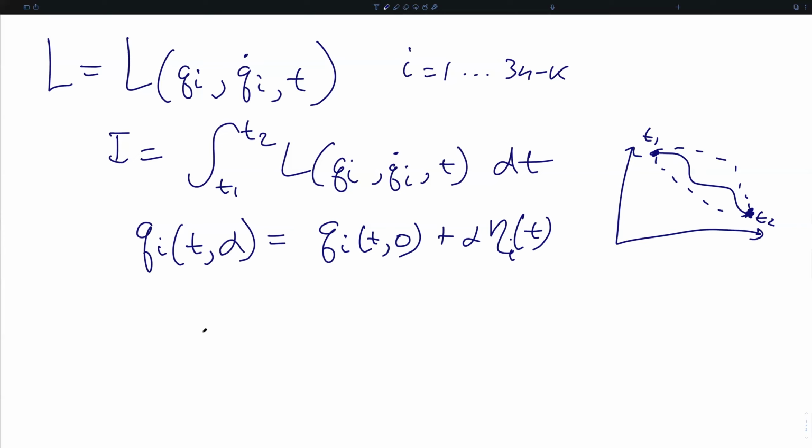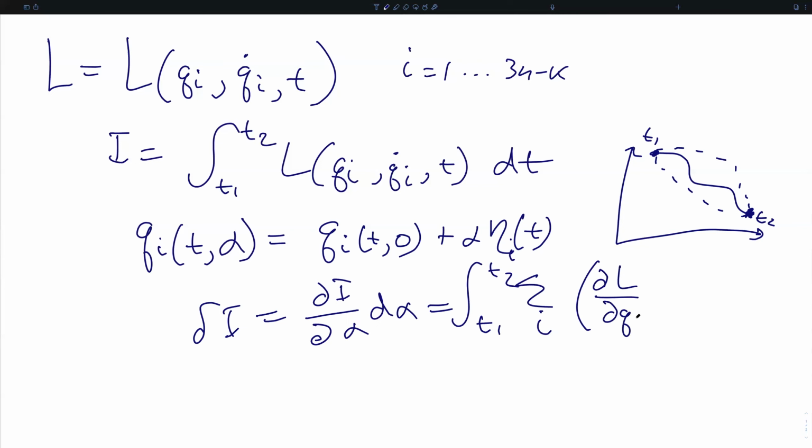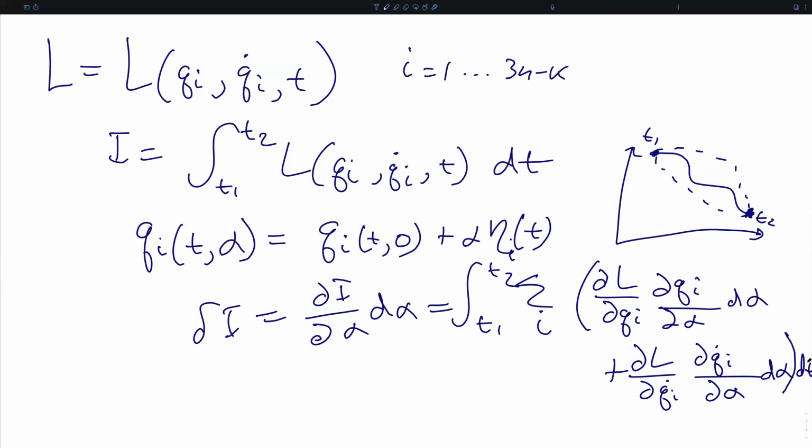In this case, the variation in I can be written as the partial of I with respect to alpha, d alpha. And so we can write that is, we are taking the integral over the summation of all of the partials of the Lagrangian with respect to the generalized coordinates times the partial of the generalized coordinates with respect to alpha, d alpha, and the same thing with respect to the time derivatives of the generalized coordinates.